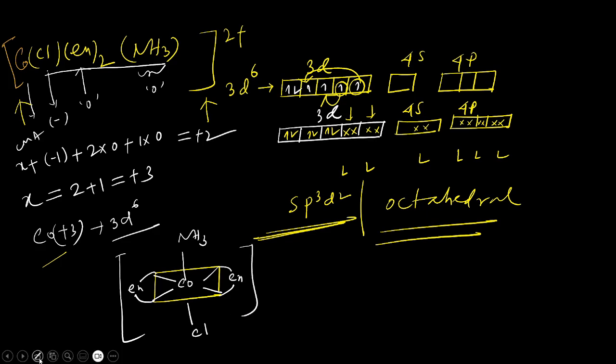This bond is a coordinate bond. The bond between NH3 and cobalt is coordinate, and these bonds also are coordinate because these bonds are formed by the donation of the lone pair of electrons on the nitrogen atoms to the central metal atom, and overall charge is +2. So this is octahedral geometry.